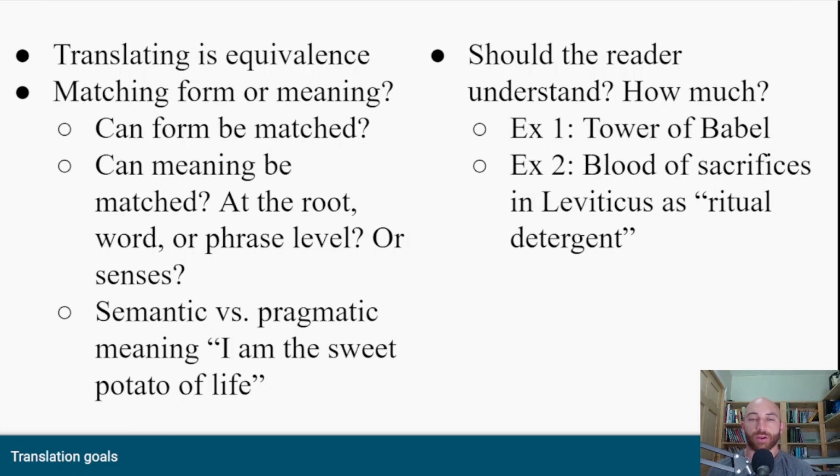But the question really is how much, and how much of that do you then put into the translation? So one example is the Tower of Babel. If you are a little bit rusty on your Akkadian, like I am, actually, you might not know, or you might have forgotten, that Babel is the Akkadian word for gate of the god. Bab is gate, and El, right, is God. So Babylon's city is named Gate of the God.